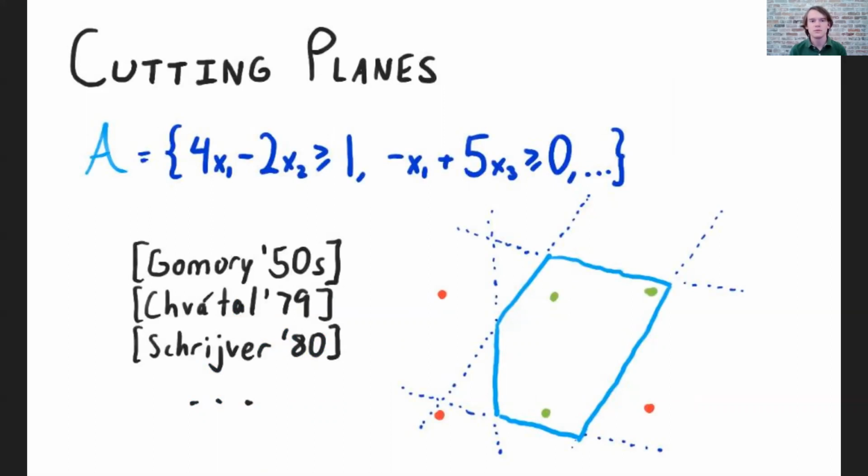Cutting planes was introduced by Gomory in the 50s as a way of doing integer linear programming. The setup here is that you have a polytope defined by some linear inequalities A, and what we care about is optimizing over the points in the interior of the polytope that have integer coefficients. We don't care about all the fractional points that may lie on the boundary, on the edge, which is where optimization tools will usually take us.